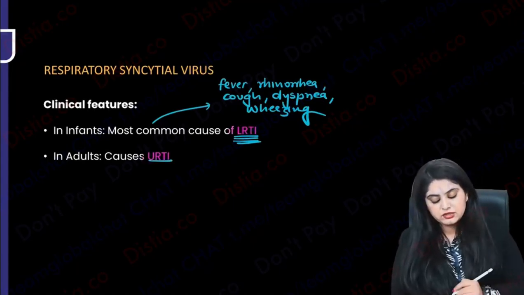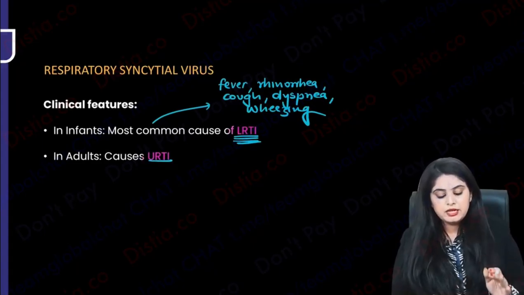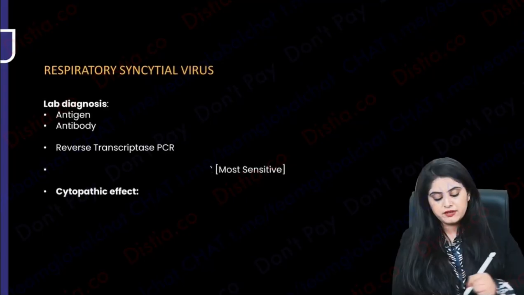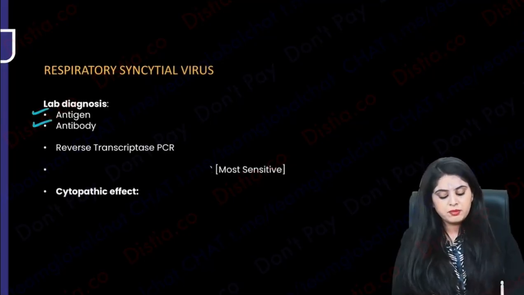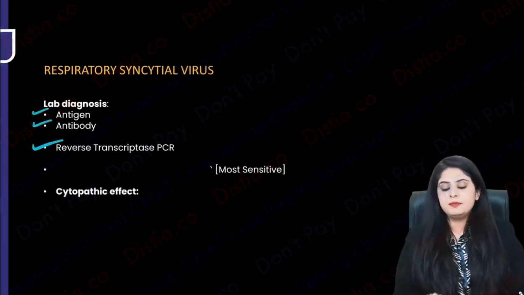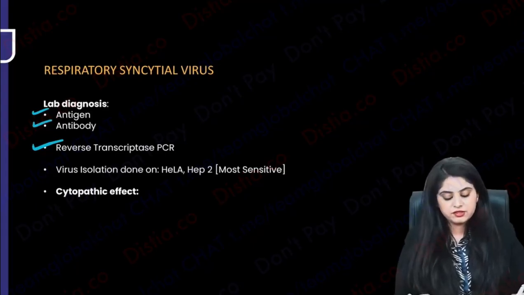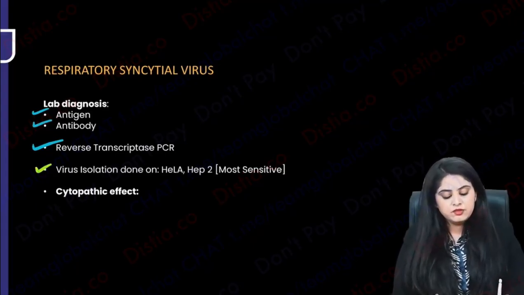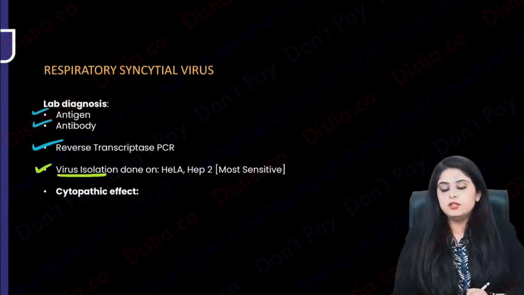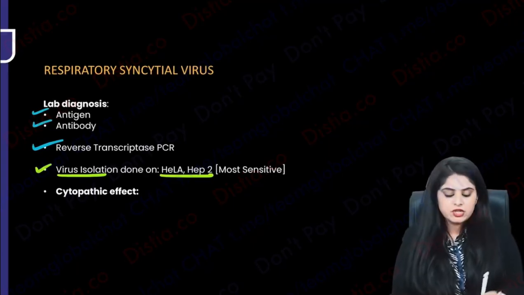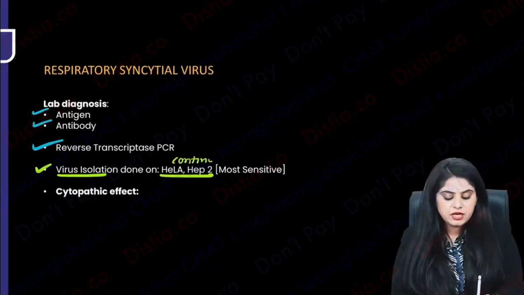So if by chance I say that you have to do the diagnosis of respiratory syncytial virus, you will say, ma'am, first start copy pasting the things which you always tell me. You always tell me there is going to be antigen and antibody detection. It is an RNA virus, so I will do reverse transcriptase PCR. And finally, you will say there will be some cell line which I will grow it on. Here I use the HeLa and Hep2 cell lines. Again, which kind of cell lines are those? Those are continuous type of cell lines.